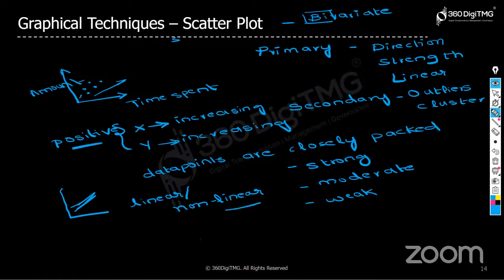When one value is increasing and another value is increasing, then we call the direction of the relationship positive. And then, how can you talk about the strength? When the data points present in the scatter plot are closely packed together, that is strong. If they are cluttered somewhat, then it is moderate. If they are not close together, they are very distant from each other, that is weak. This is how we talk about it with the help of a scatter plot.